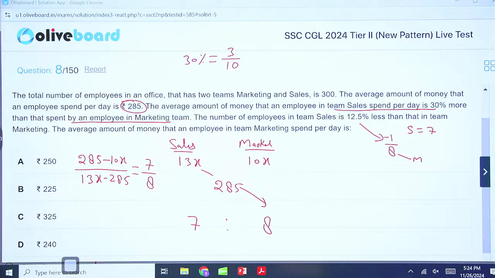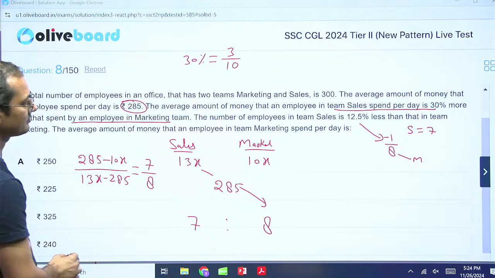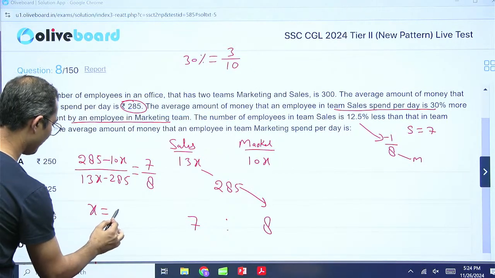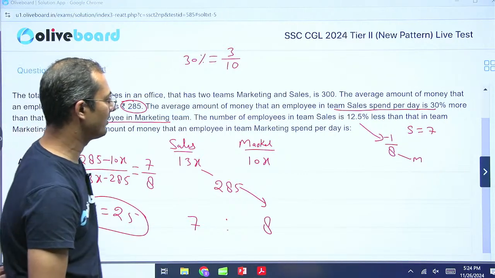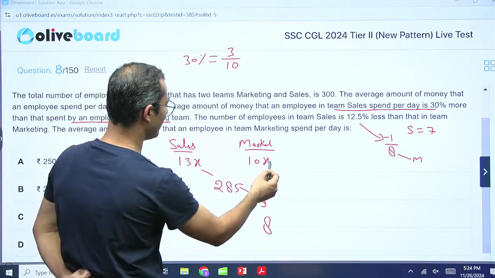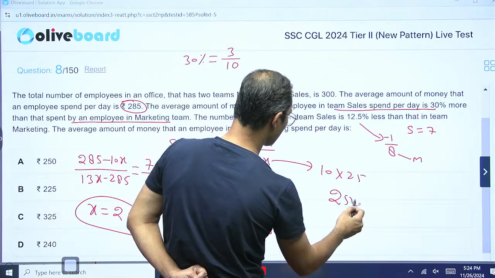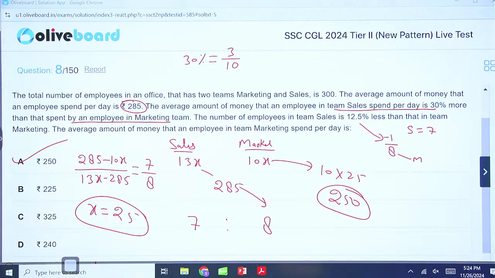So after solving, you will get x is equal to 25. So the spend in marketing, that is 10x, so 10 into 25. So we can say that 250 is the right answer. A part is the right answer.